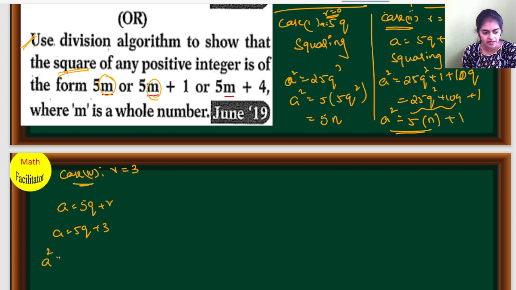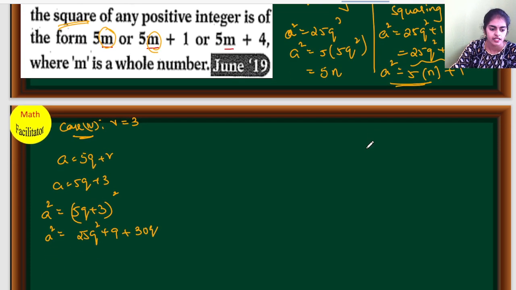So squaring, I have a square equal to (5q plus 3) whole square, or I can write a square equal to 25q square plus 9, since 3 square is 9, plus 2 fives are 10, 10 threes are 30q. So now 9 is a bigger number than 5, so it is bigger than the divisor. So you will write 9 as 5 plus 4.